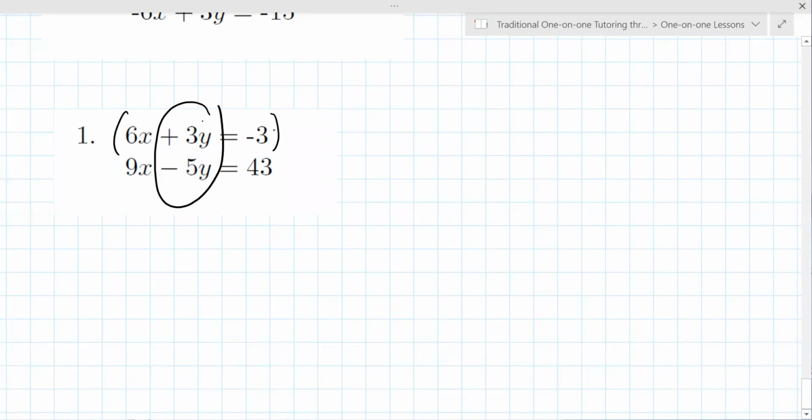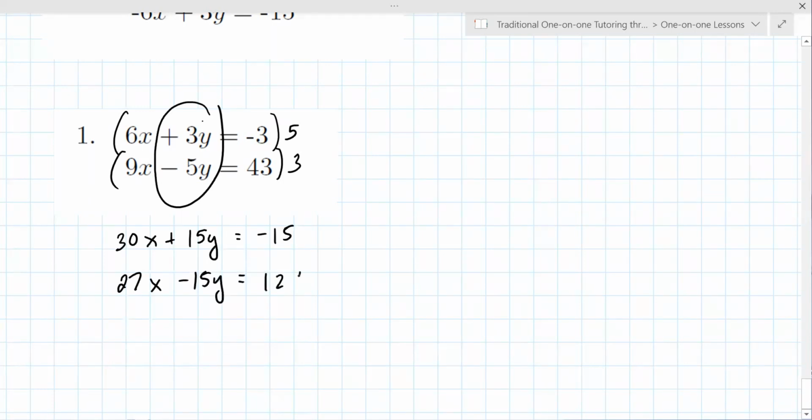So you get 5 here, and you multiply by 3 here. Okay. So in that first one, it's 30x plus 15y equals -15. Now they do get a little bit big, but it's 3 times 9. So that's 27x minus 15y equals 129. Yours won't get this big, but this is the worksheet I had to pull from. Okay.